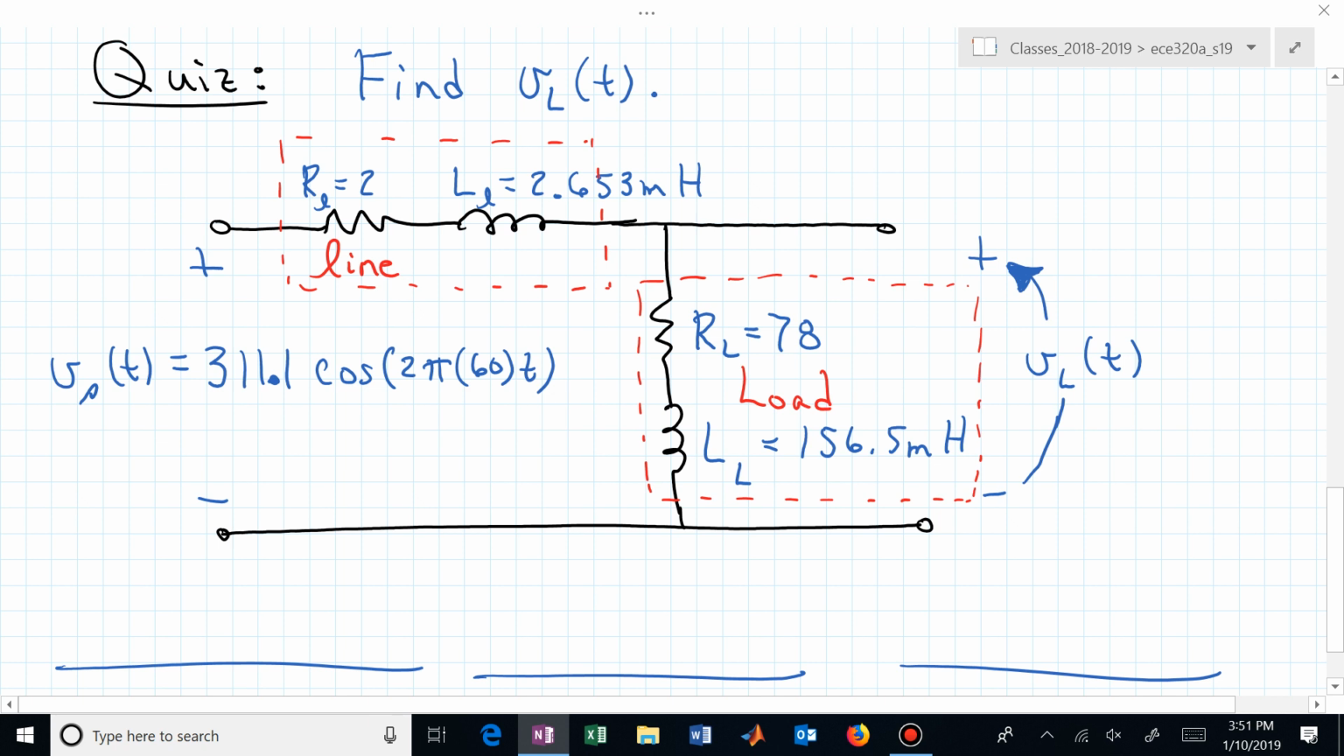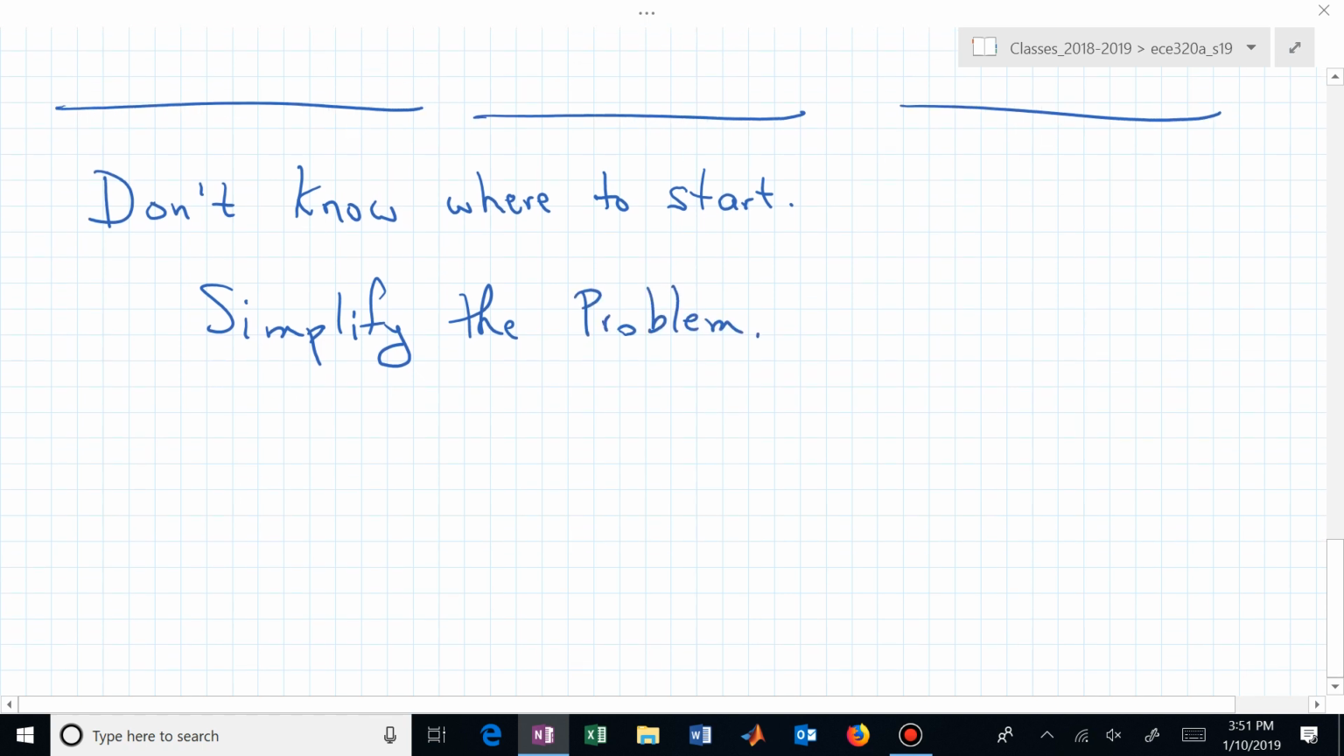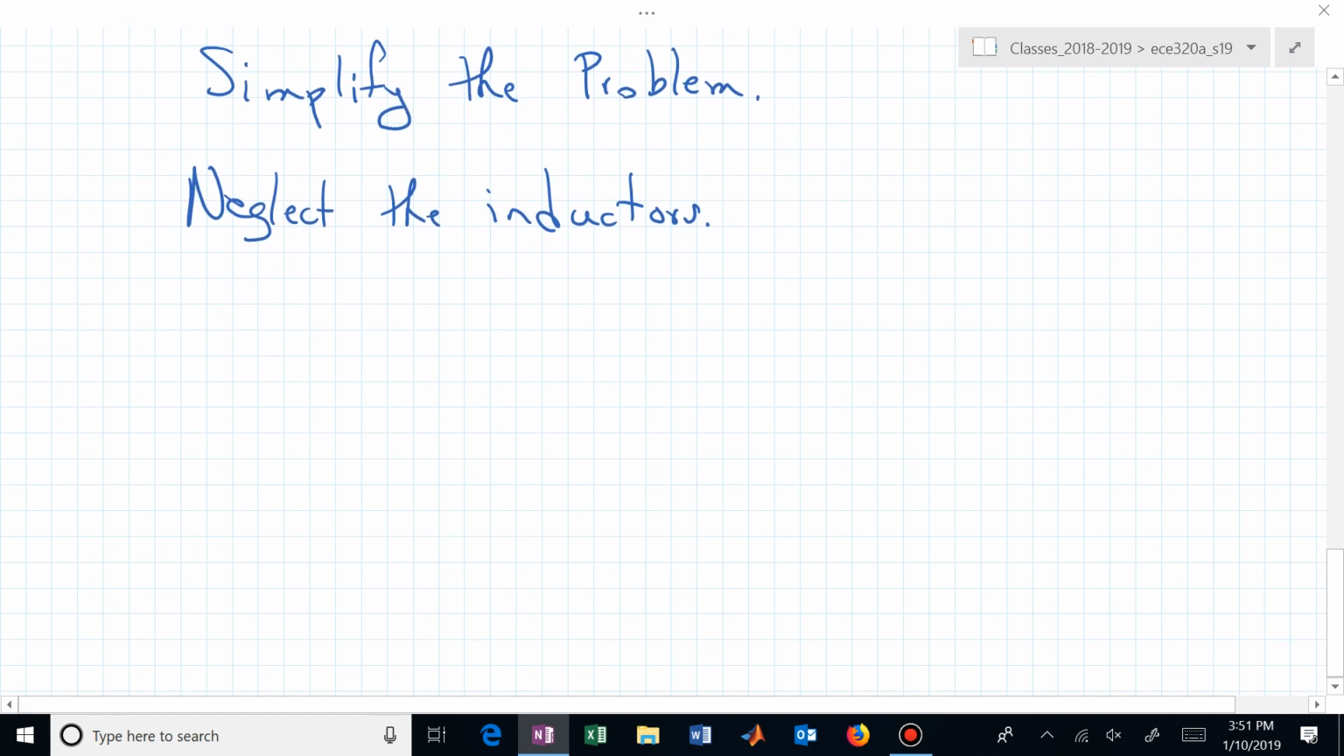What if I just neglected those inductors? Would that help? So can you simplify the problem? So now, in terms of where do I start, one thing might be, can I actually simplify the problem? And if I do that by neglecting the inductors, then what do we have?